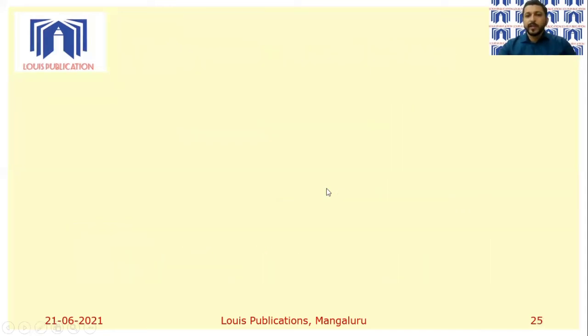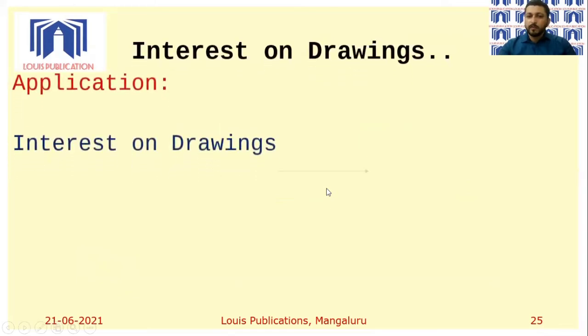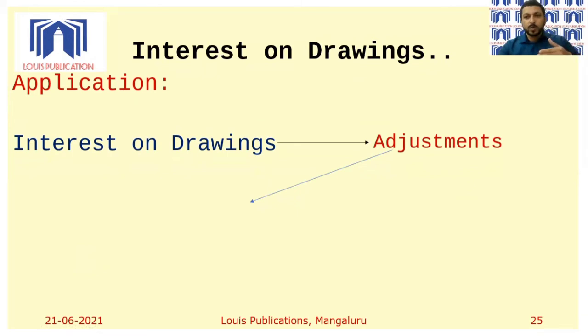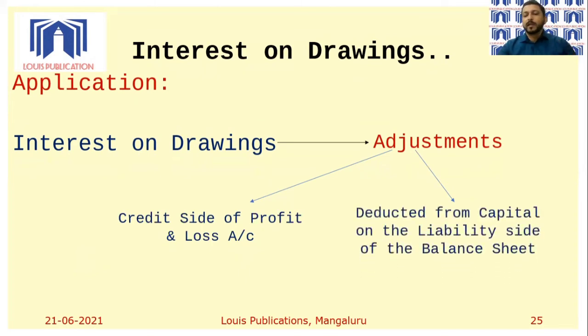And as it's given, it will always be given as an adjustment. So in application, given as an adjustment, we will have two effects. One effect will be, it's an income to the business and an expense to the businessman. So interest on drawings will be recorded on the credit side of profit and loss account. Credit all incomes and gains. Another effect will be that interest on drawings will reduce the businessman's capital. So it will be deducted from capital on the liability side of the balance sheet.